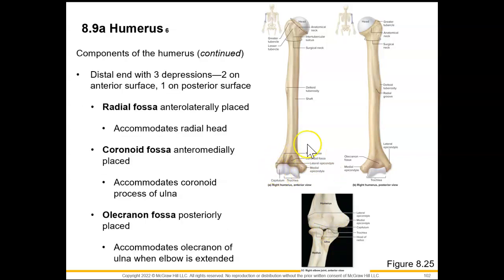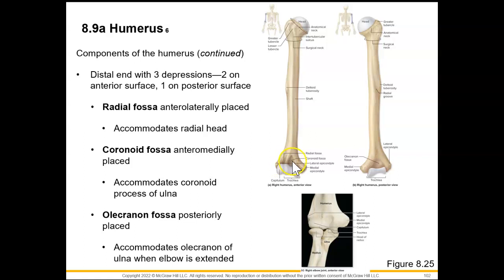When we look at the distal end, once again, we're going to see that we have three depressions. Two of them are found anteriorly and one of them is found posteriorly. Our radial fossa is found superior to the capitulum, and we see that it is anterolaterally placed, and it accommodates the radial head when the elbow is in flexion.